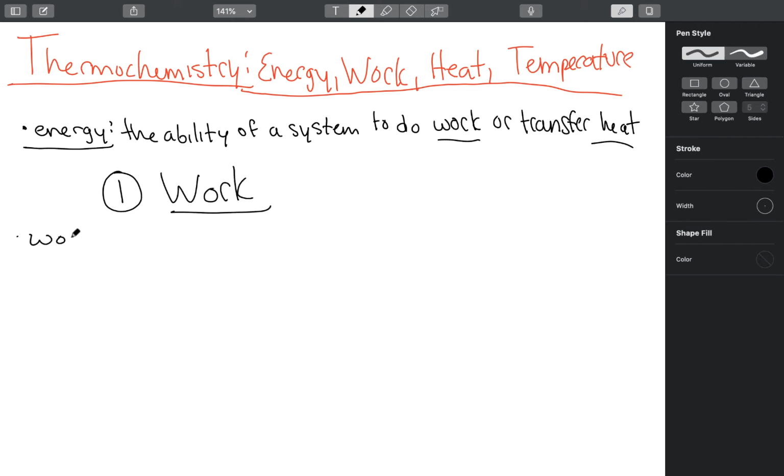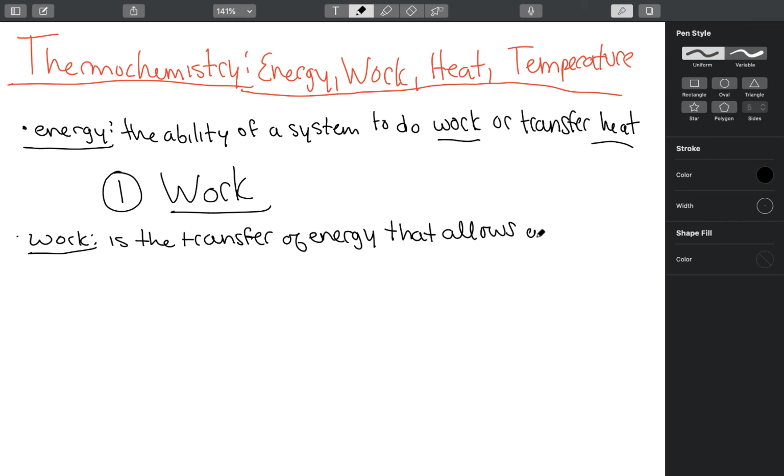Work is the transfer of energy that allows an object to change its position. So work is the transfer of energy that allows an object to change its position.